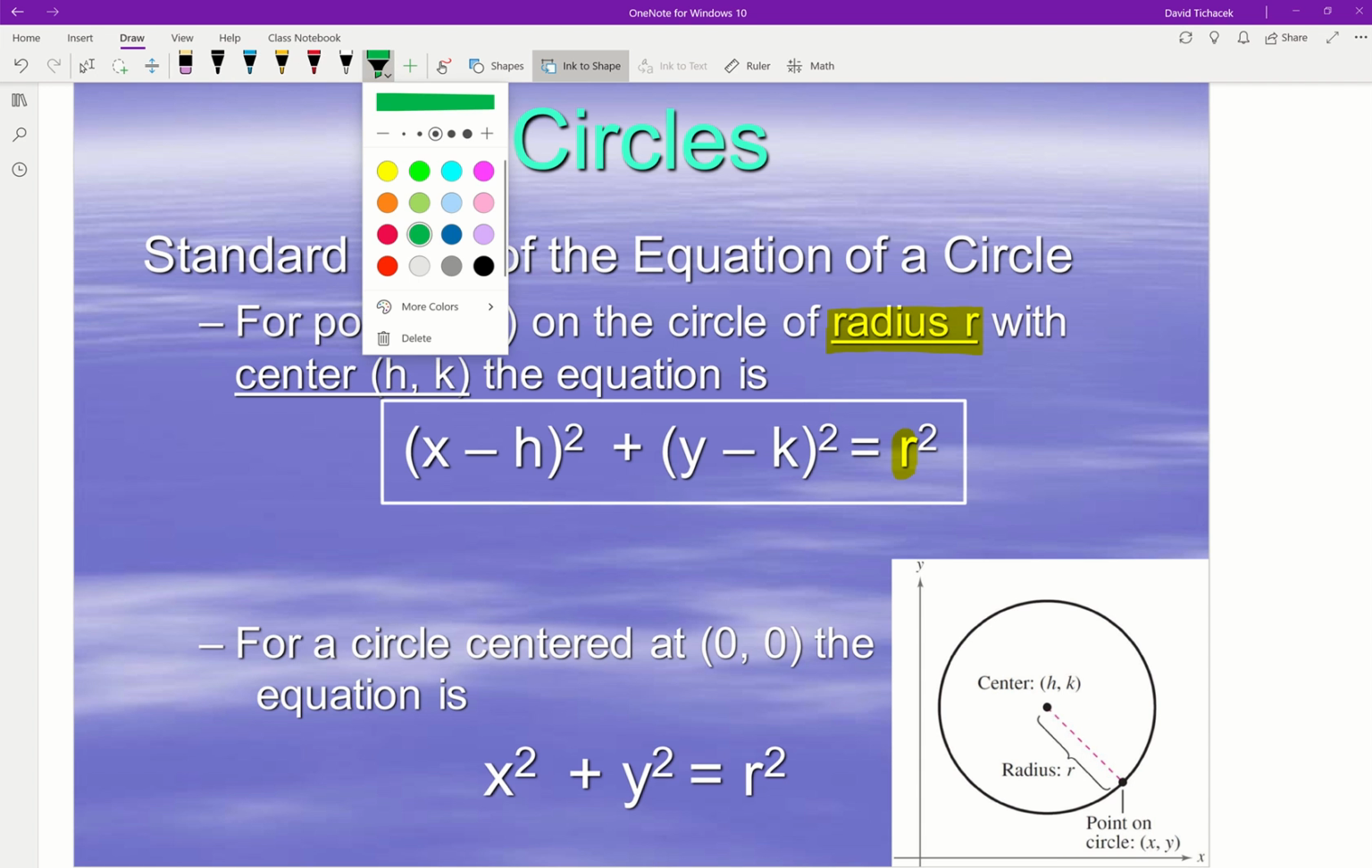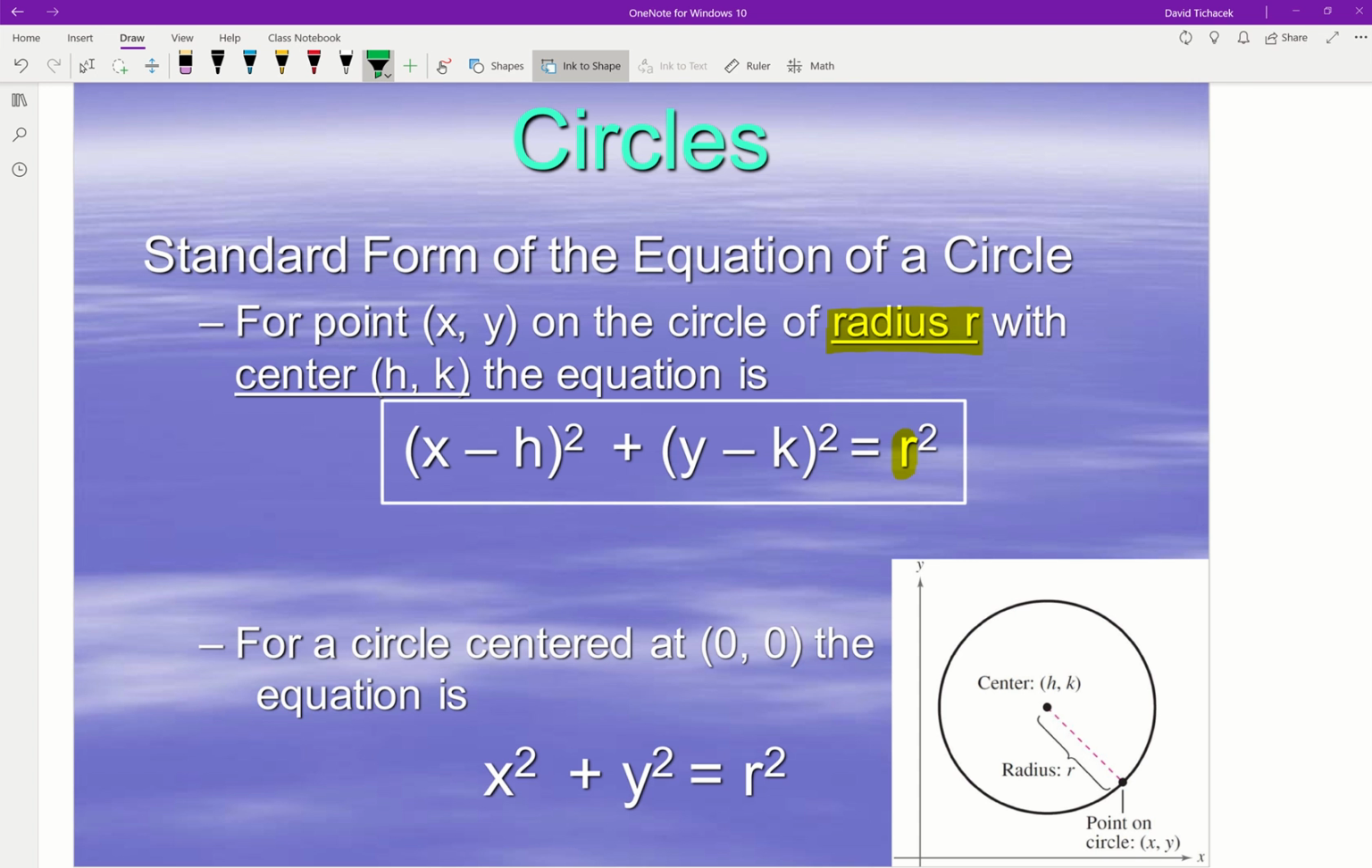The other thing that we have here is these numbers h and k in the mix, and those are the coordinates of the center of the circle. So where you'll start off by drawing your circles in the xy plane is you'll start with the actual center, plot that point, and then use the radius to get to the rest of the circle.